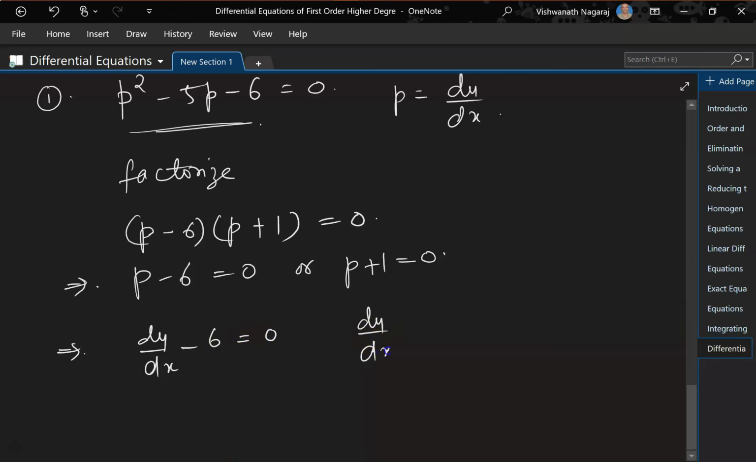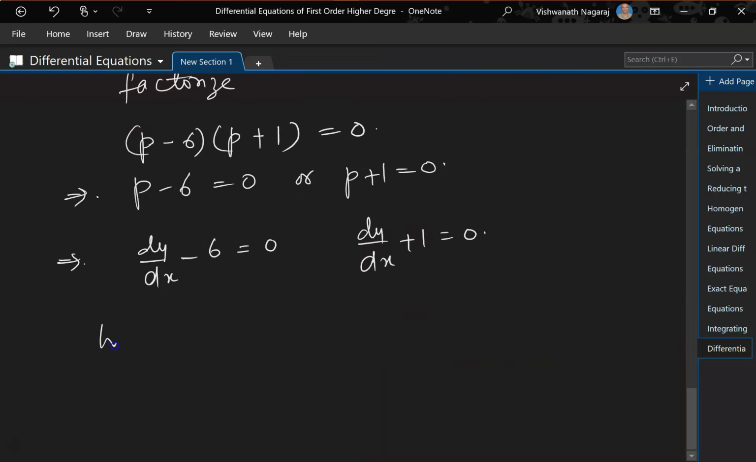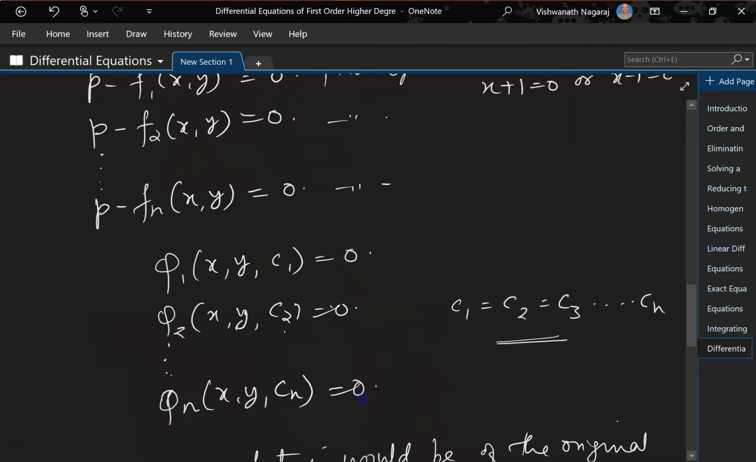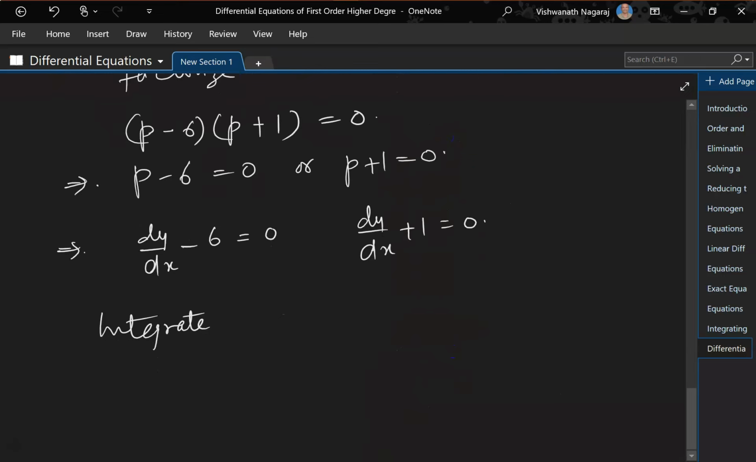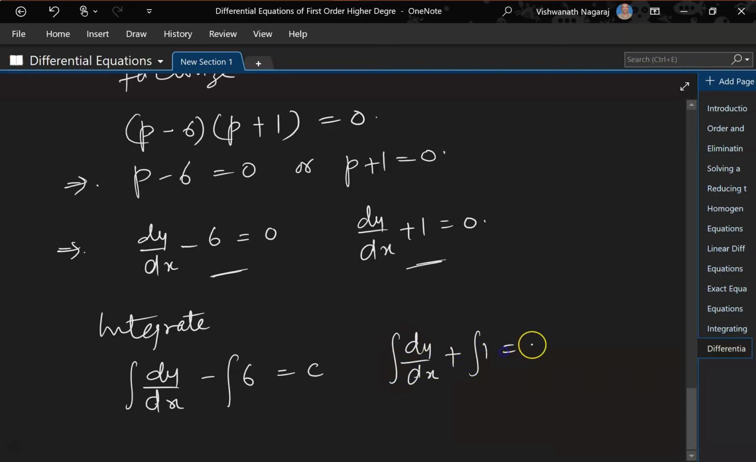dy by dx plus 1 equal to 0. Now what do we do? We integrate. Remember, we are talking of finding the solution of each of these factors. So, factored equations, right? So we integrate them. When we integrate them, we get the integral of dy by dx minus the integral of 6 is equal to c. Similarly here, the integral of dy by dx plus the integral of 1 is equal to c.